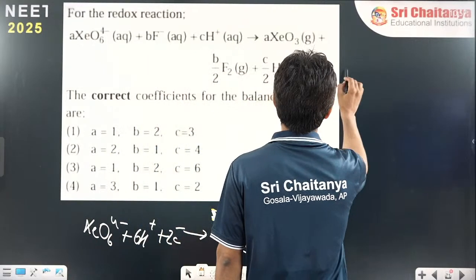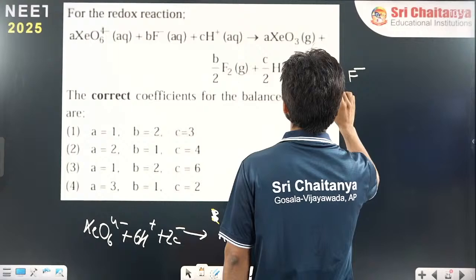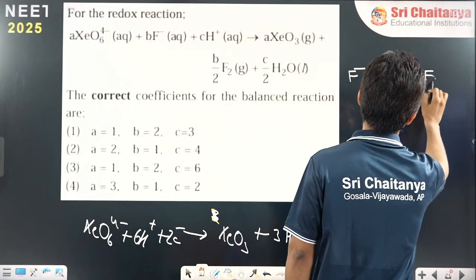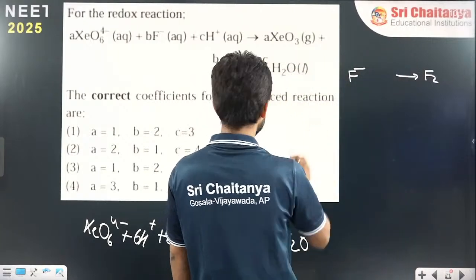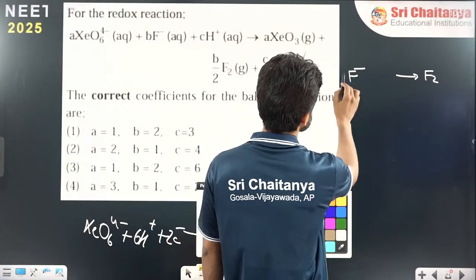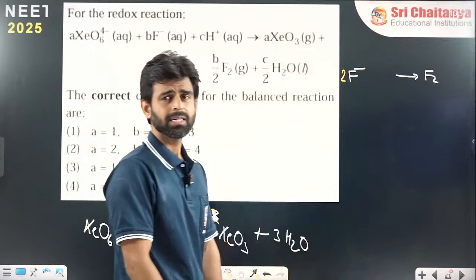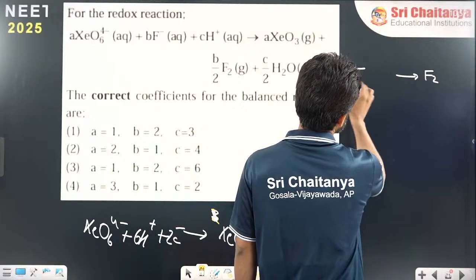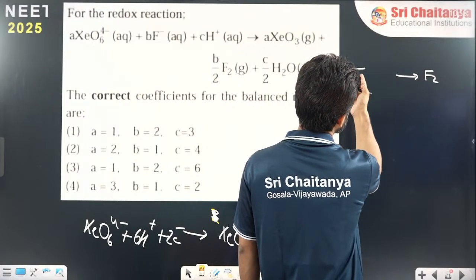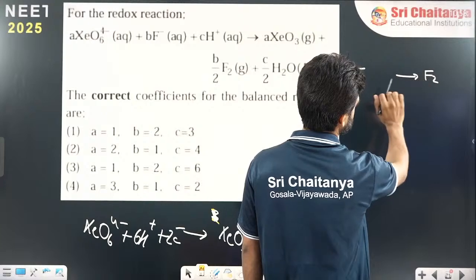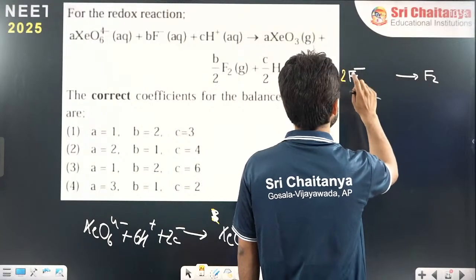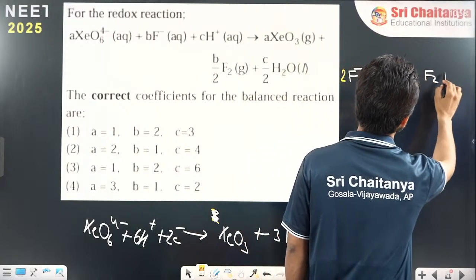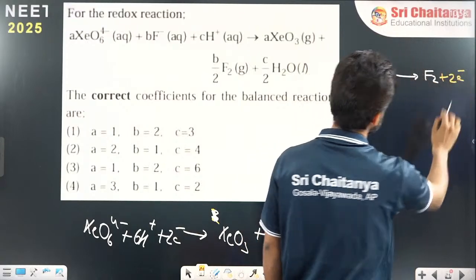Now where do we go for the next part? We are taking F negative. We have F negative, and what do we have? F2. Right? First balance F. What's coming? 2. There is no oxygen, there is no hydrogen, so nothing to do. Balance charge. Here F minus, minus 2 charge. Here how much charge? 0 charge, right? Here minus 2, here 0. So we will add here 2 electrons to balance the charge, right?